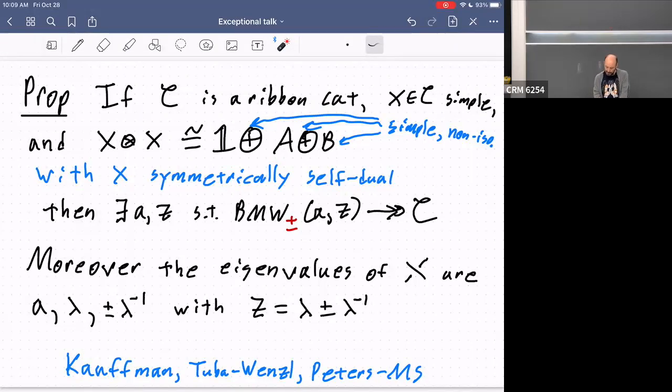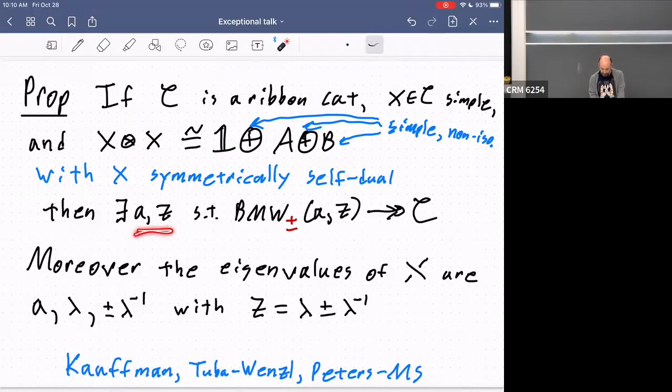So what I want to say is, if C is any ribbon category, X is simple, and X tensor X breaks up as 1 plus A plus B, where all three of those are simple and distinct. So A shouldn't be B, A shouldn't be 1, okay? And this fact that 1 appears tells you that X is self-dual. I'm just going to assume that it's symmetrically self-dual, that it has Frobenius–Schur indicator 1.